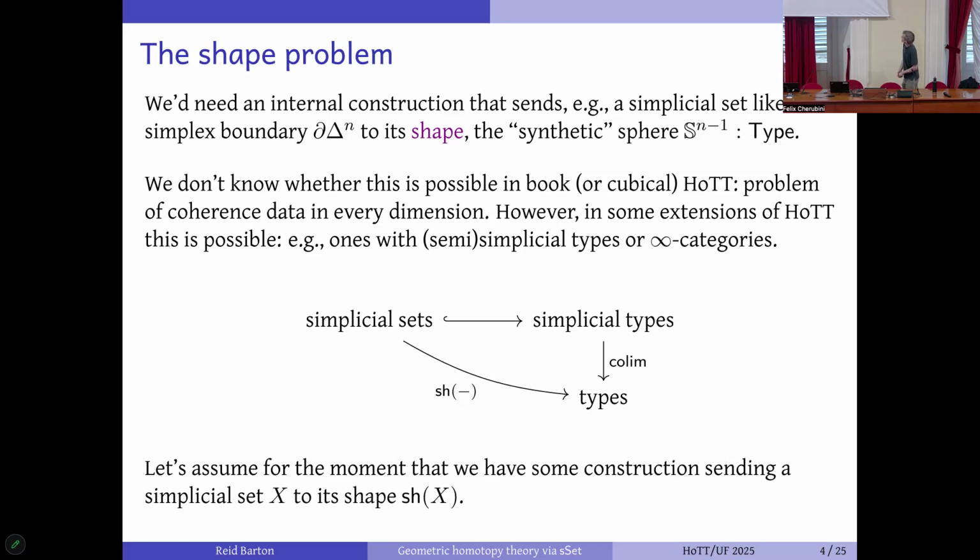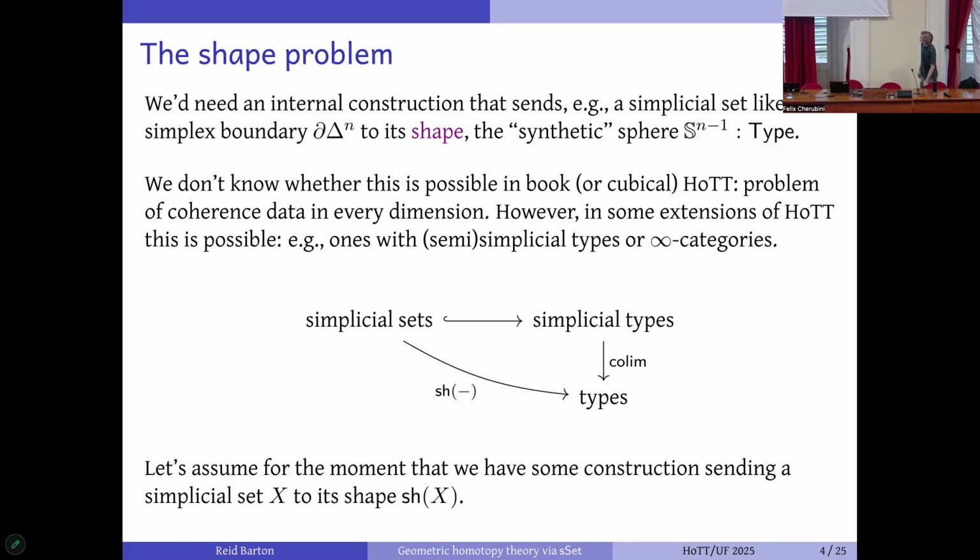And unfortunately, we don't know at the moment whether this is possible in book homotopy type theory or not, or even in cubical HoTT. The problem is, if you try to do it in a direct way, you find that you really want to write down some infinite amount of coherence data, and type theorists usually get very angry if you try to write down infinite definitions. But there are many extensions of homotopy type theory that would make this sort of realization problem solvable. It's really a reasonable thing to ask for.